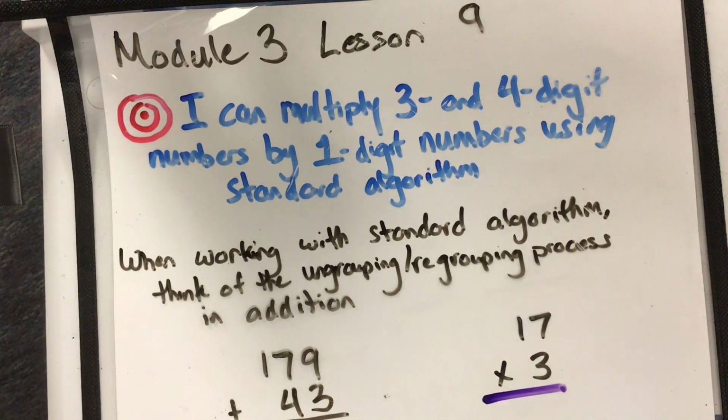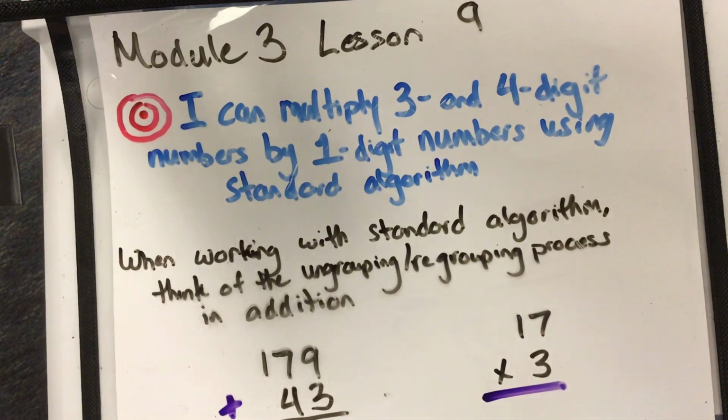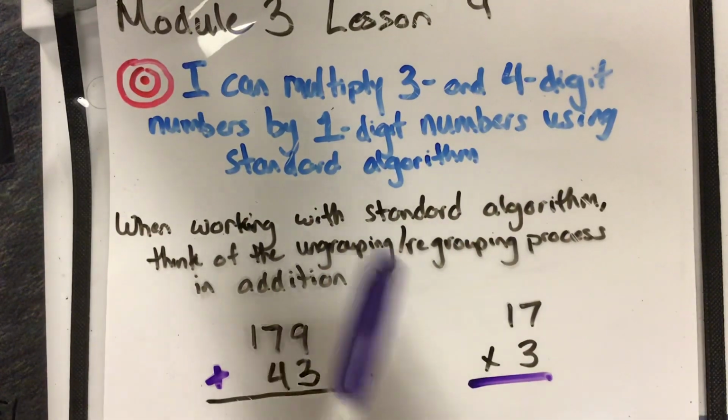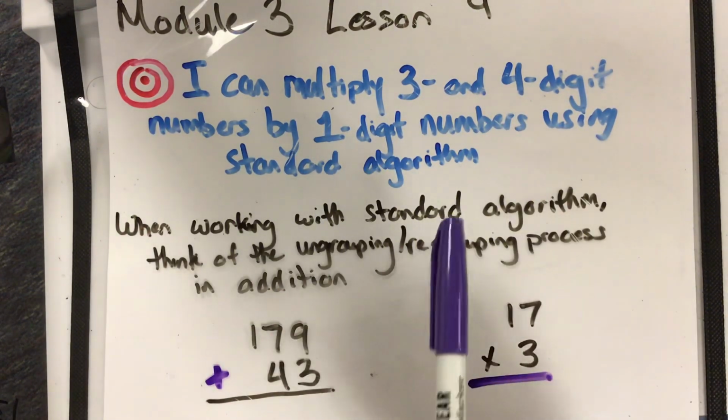So I'm focusing this lesson on comparing partial products with the standard algorithm. But if you would like me to compare the area model with the standard algorithm, let me know and I'll show you. Remember, you can compare partial products with the area model, and you could do that also with the standard algorithm, okay? So our goal is to multiply 3- and 4-digit numbers by 1-digit numbers using the standard algorithm.